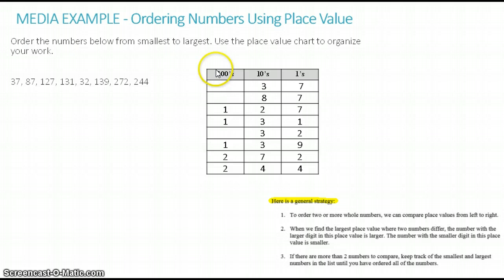So I'm noticing these numbers here, they don't have a number in the hundreds place. Remember, that means that it's really a 0. Okay. So these three numbers are actually our smallest. They have the least number of flats or hundreds. So I am going to highlight them in yellow.